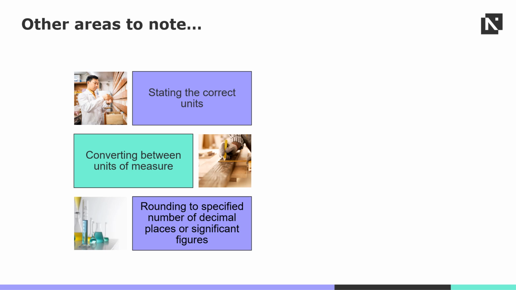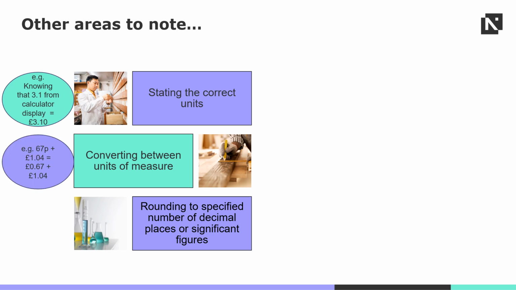So firstly, stating the correct unit. The example I've given here is understanding that 3.1 on a calculator display would be £3.10 if we're talking about money. So just make sure that students do give the units in their answers. We've already discussed converting between different units and the fact that a question might contain 2 different units, for example, pence and pounds here. So make sure students are used to dealing with these type of questions, and it could be things like grams to kilograms, centimeters to meters to kilometers, or milliliters to liters, but students often struggle with these conversions, so keep it fresh and keep them practicing them.